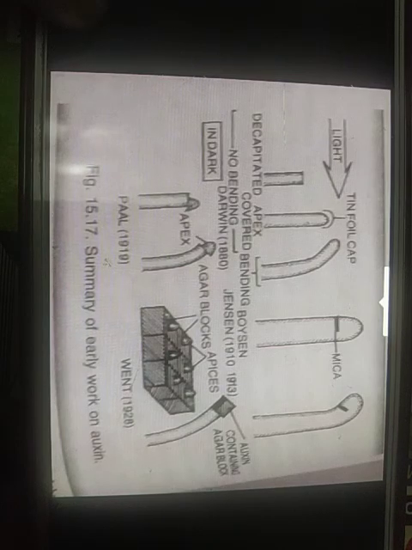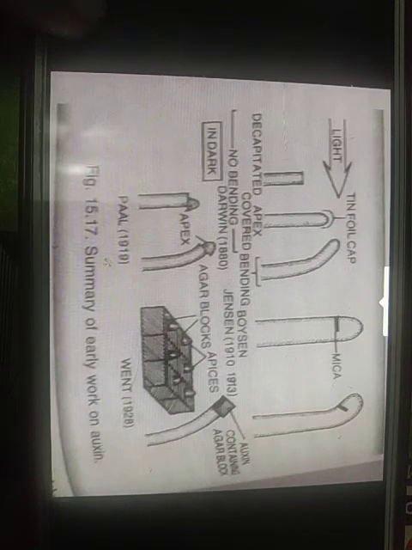Went in 1928 collected the growth stimulating substance in agar jelly. He discovered that the hormone traveled basipetally, that is, from the tip toward the base. The agar block containing the chemical caused bending of the decapitated coleoptile according to its concentration. The growth promoting substance was named by him as auxin. The Greek word auxin means to grow.